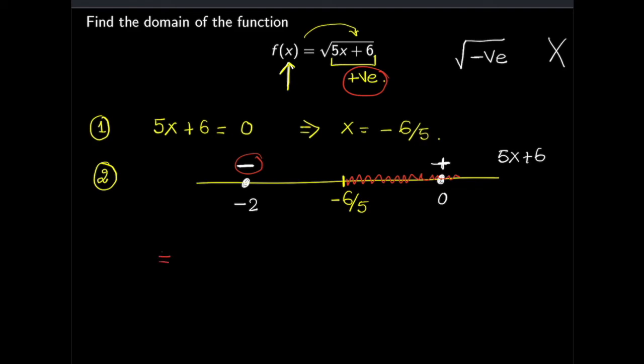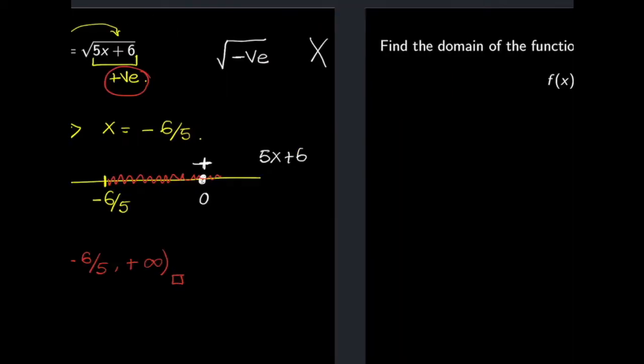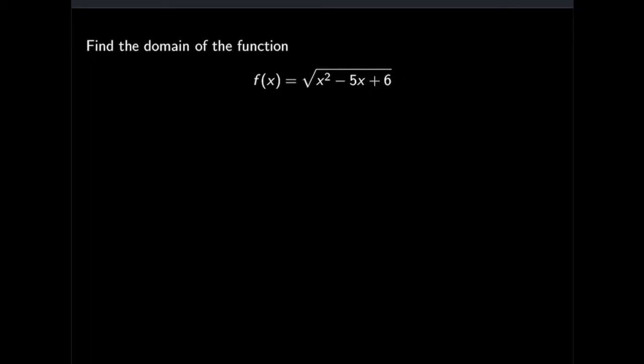Therefore, because I only want to choose the positive numbers inside the square root, the domain of my function is minus 6 over 5 to plus infinity. Let's do one problem really quickly. This time we have f of x equals the square root of x squared minus 5x plus 6. All we want is to find all the values of x when the expression inside of the square root is positive.